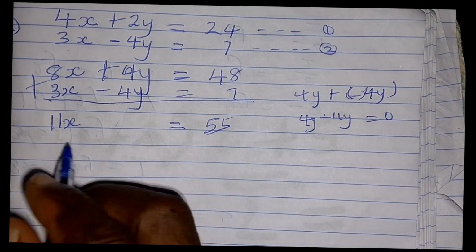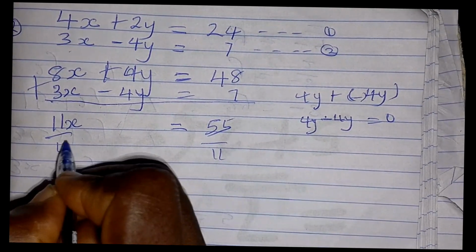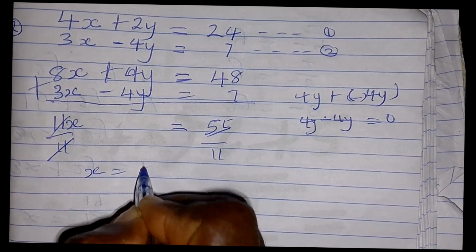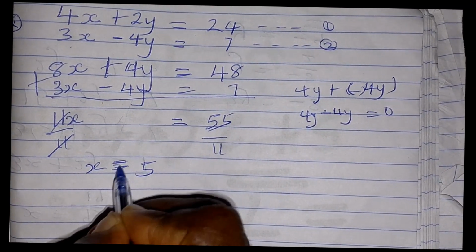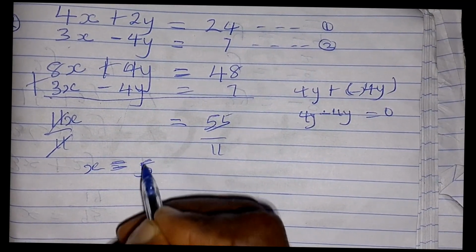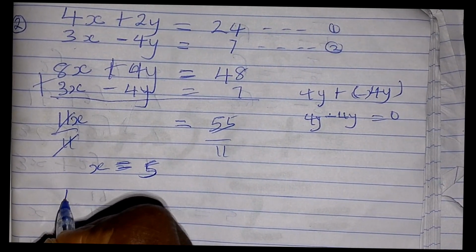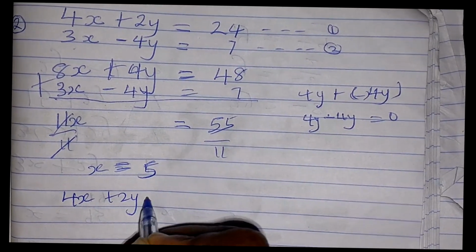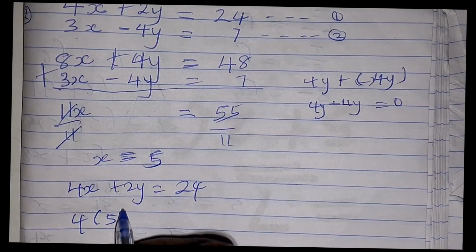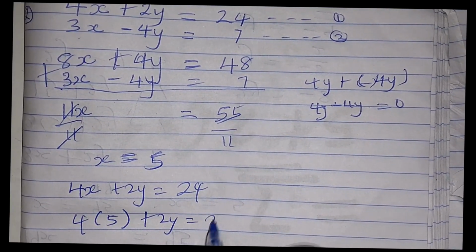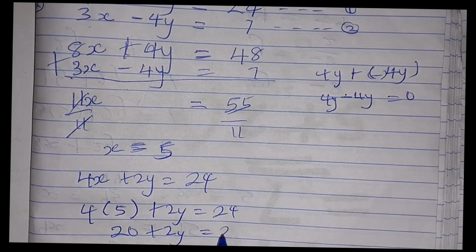So to find the value of x, we divide both sides by 11. So this is over 11 and this is over 11. This will cancel out and x is 5. Now, to find the value of y, we substitute 5 in any of the equations where x is found. So we can use equation 1, which is 4x plus 2y equals 24. And so 4 times 5 plus 2y equals 24. And this is 20 plus 2y equals 24.